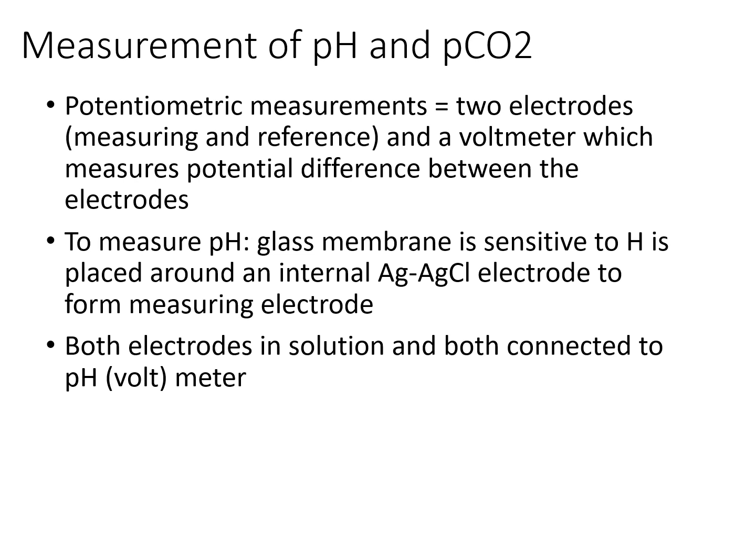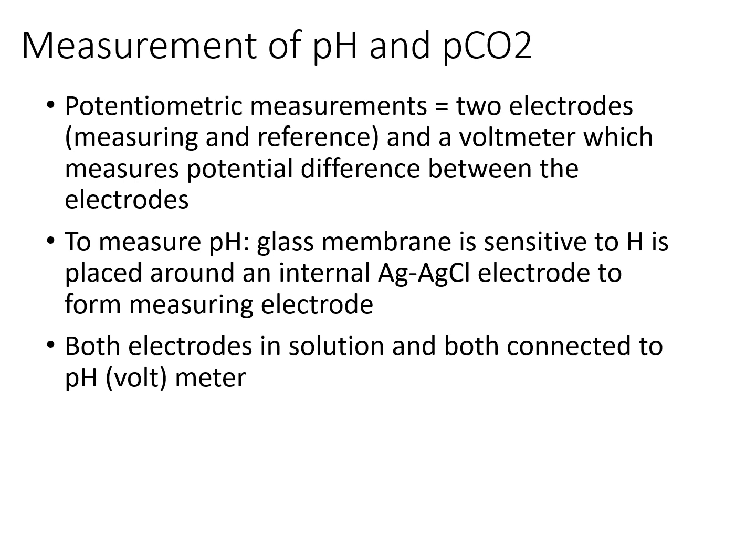Measurement of the pH and PCO2. Like I said before, they use the potentiometric measurement. That involves 2 electrodes, a measuring electrode and a reference electrode. These electrodes are connected to a voltmeter that measures the potential difference, or the voltage, between the 2 electrodes. The voltage difference reflects the concentration of specific ions or gases in the solution.